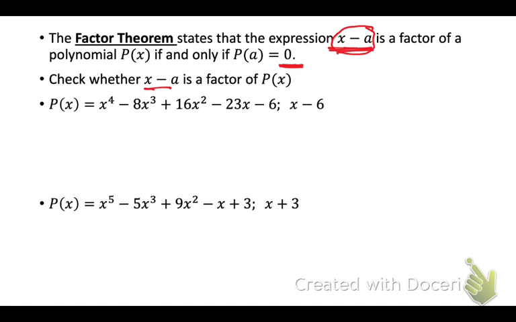So the first thing we do is what? Make x minus 6 equal to 0. Okay, so x equals 6. So 6, what goes on top? 1. Negative 8. 16. Negative 23. 6. Negative. Yes, negative 6.